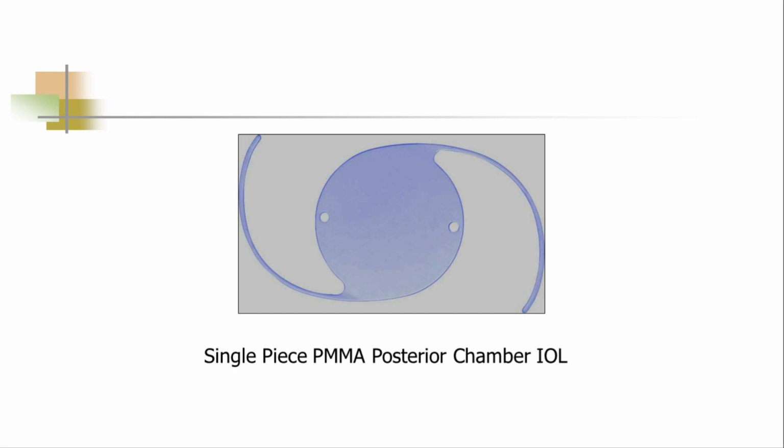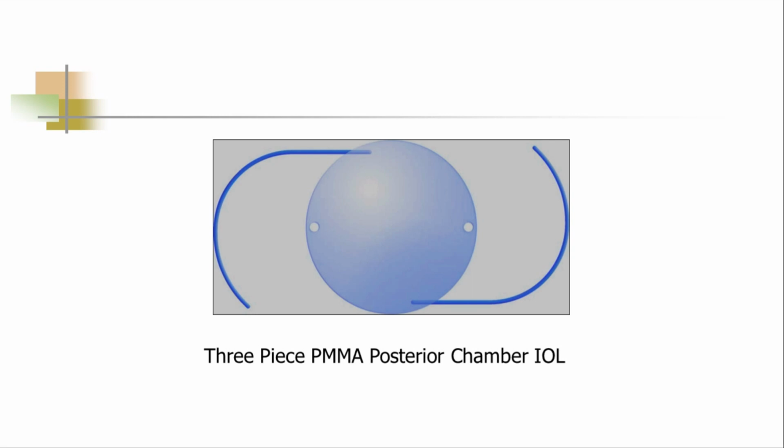Amongst the posterior chamber implants, the PMMA single piece IOL is the IOL which is most used when the implant is to be placed in the capsular bag after an ECCE or manual small incision cataract surgery. The optic size varies from 5 mm to 6 mm in 0.5 mm steps. The overall length of this can be 12.5 to 13 mm.